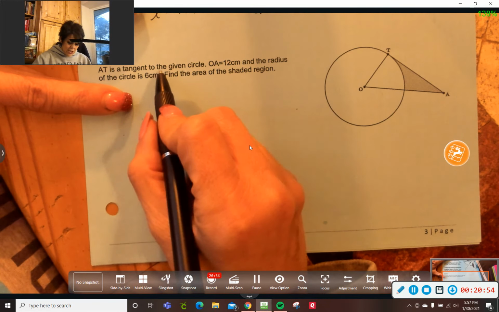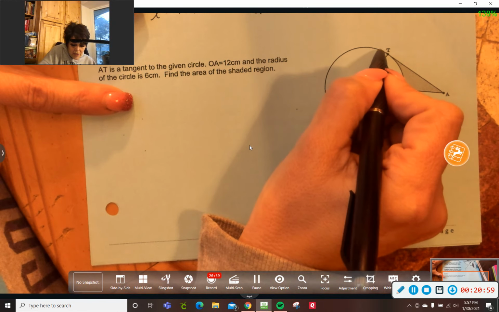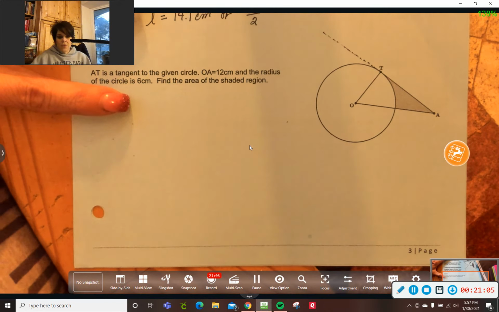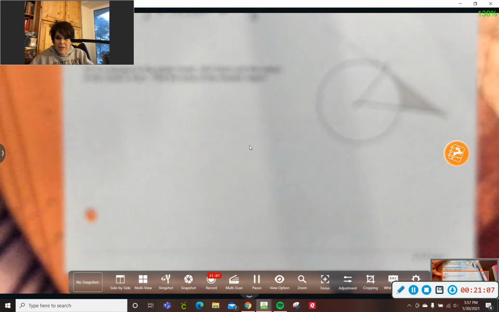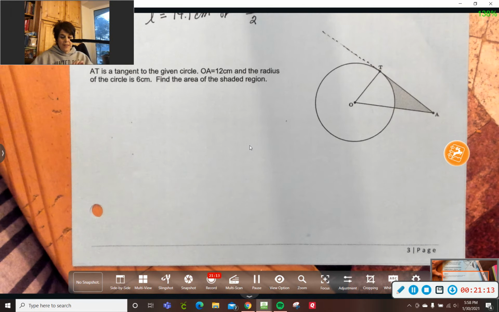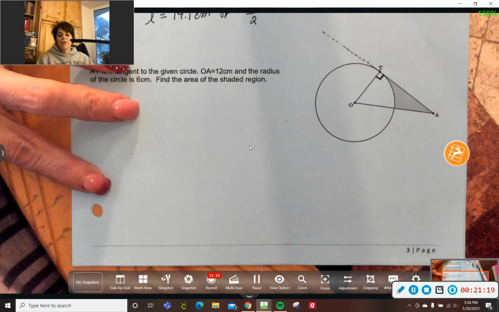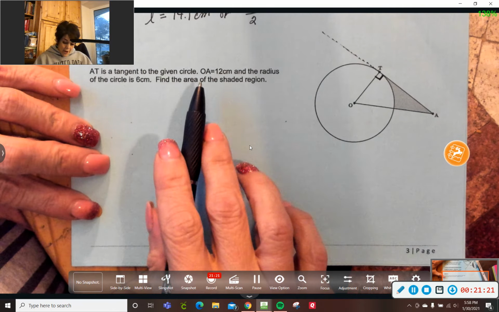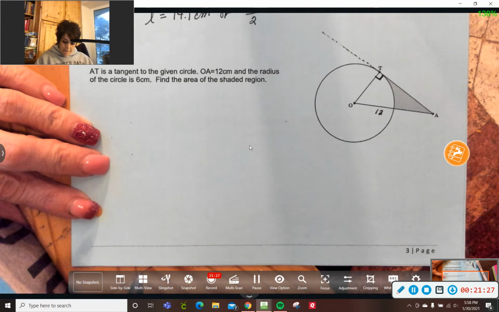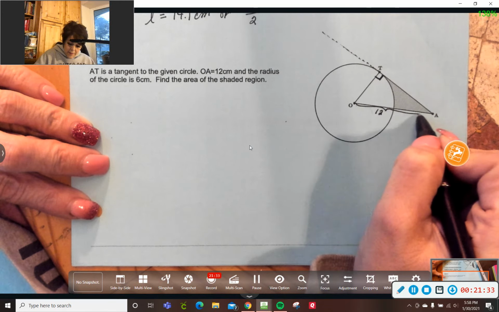AT is tangent to the given circle, so AT is the tangent line. You could extend this out. What you may not remember is that tangent lines are perpendicular to the radius. So this right here is a right angle. That might be something you didn't know. OA is 12 centimeters, and that's this whole side over here. This is 12 centimeters, that whole side there.